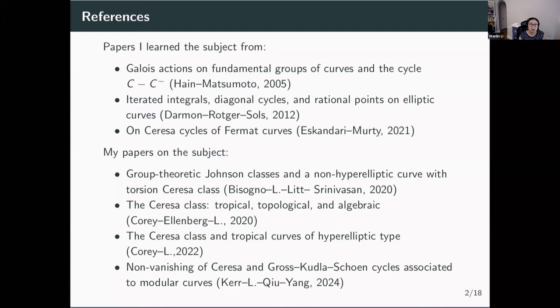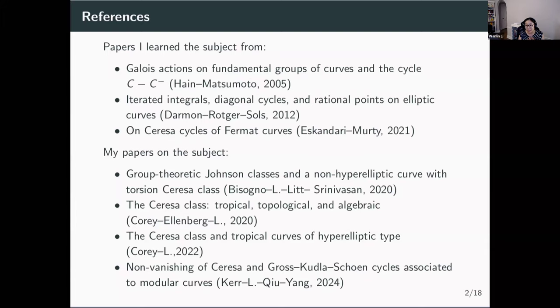The first one is a paper by Hain and Matsumoto on Galois actions on fundamental groups of curves and the cycle C minus C minus, that's the Ceresa cycle. The second paper is by Darmon, Rotger, and Sols, and the title is Iterated Integrals, Diagonal Cycles, and Rational Points on Elliptic Curves. And the third is by Eskandari and Murty. The title is On Ceresa cycles of Bielliptic curves. I really learned a lot from these three papers, and you will see it from my talk.